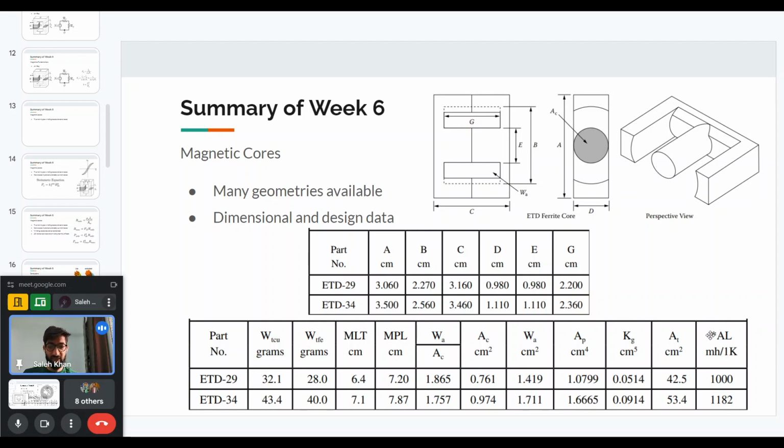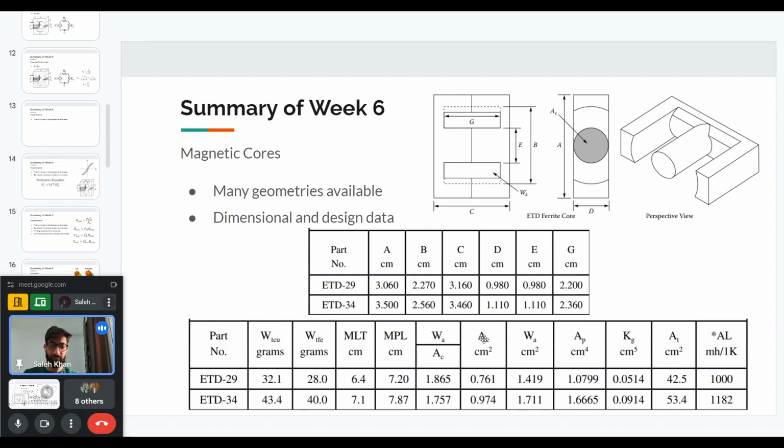And even if these values are not given, you can actually find it from the dimensional data. The dimensional data is necessary. It must be given by the manufacturer. But even if these design data is not given, you can find out.